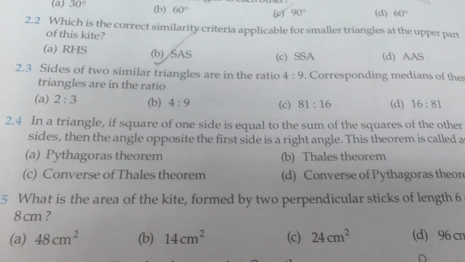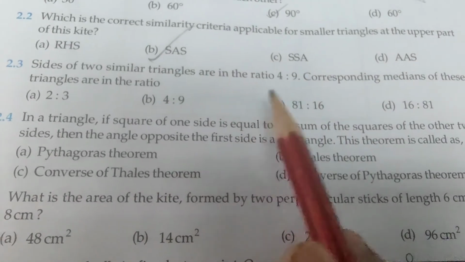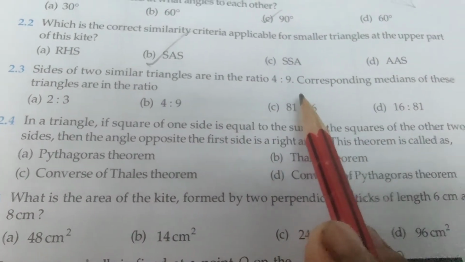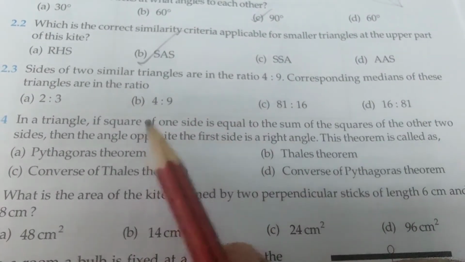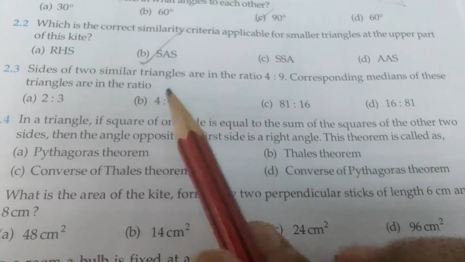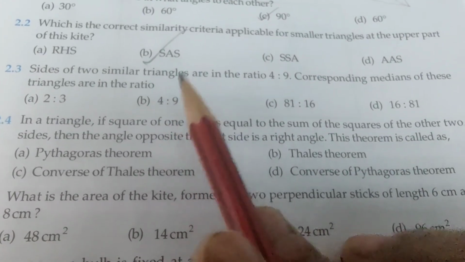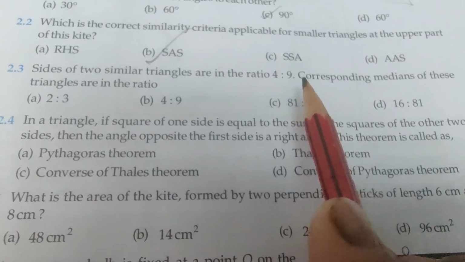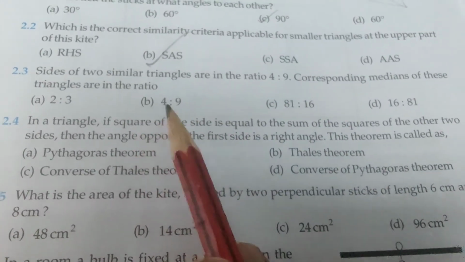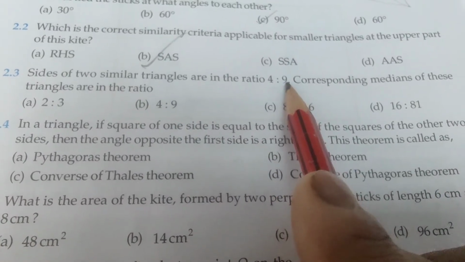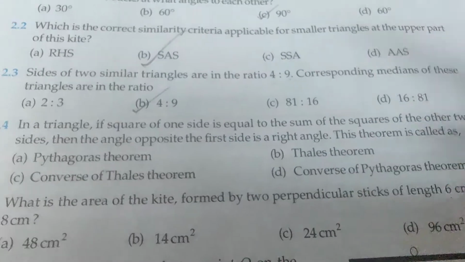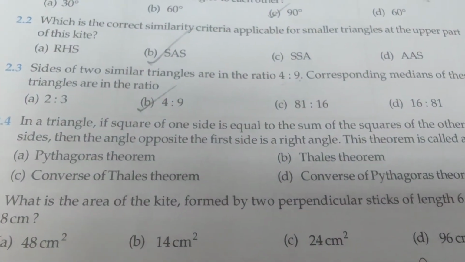Question number 3. The sides of two similar triangles are in the ratio 4:9. Corresponding medians of these triangles are in the ratio. In similar triangles, the ratio of the sides is equal to the ratio of their medians. The ratio in the sides is 4:9, therefore the ratio in the medians is 4:9.